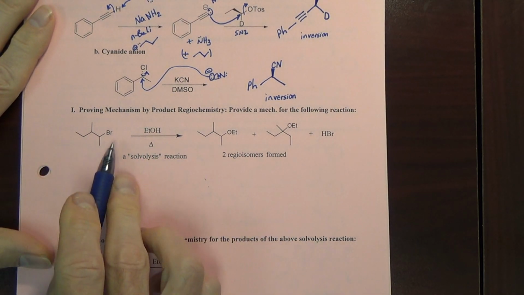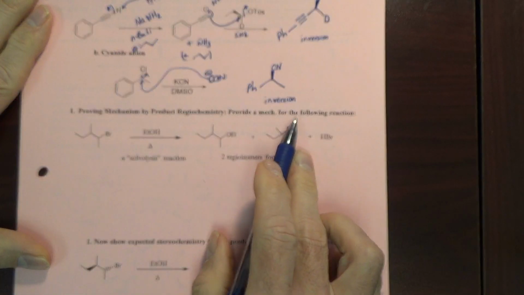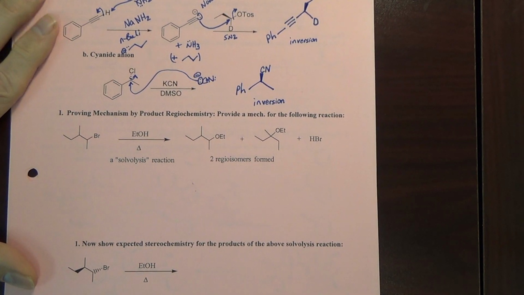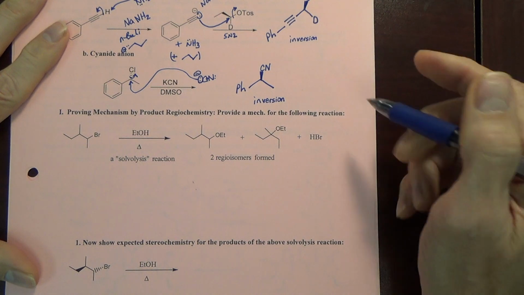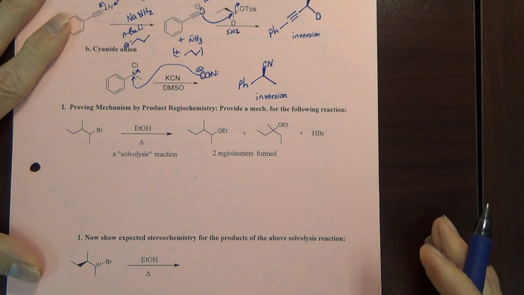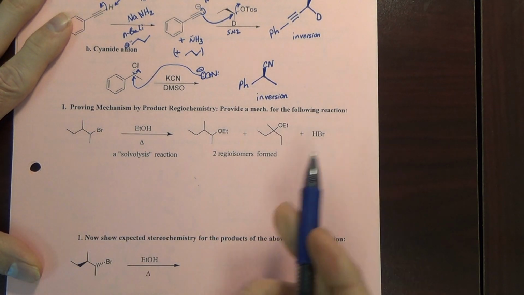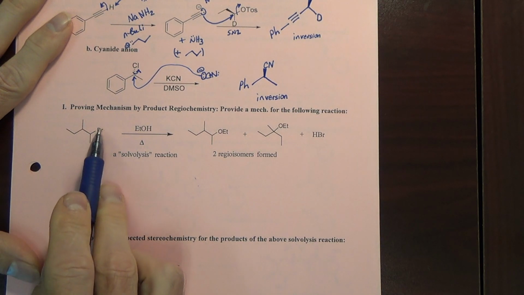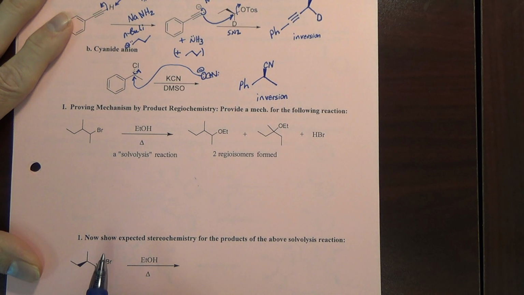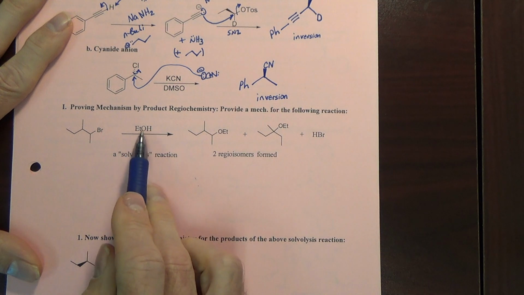Roman numeral I, a little bit different topic. Proving mechanism by product regiochemistry. Provide a mechanism for the following reaction. I actually want you to do this on your own. Think about things. First off, are we doing leaving group chemistry? Yes, the substrate has a leaving group. Do we have a strong nucleophile? We have ethanol. That is a weak nucleophile.